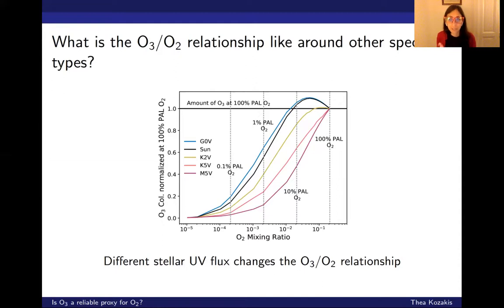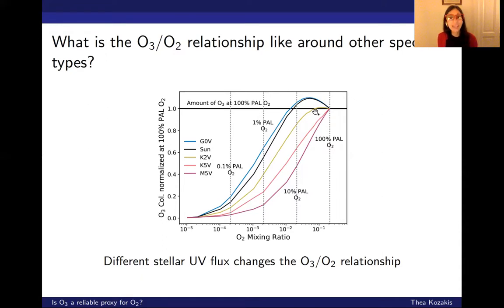In fact, as soon as O2 starts decreasing, O3 increases as well. So if we want to interpret the emission features of these different types of stars, we do have to acknowledge that the relationship is different for each of these.